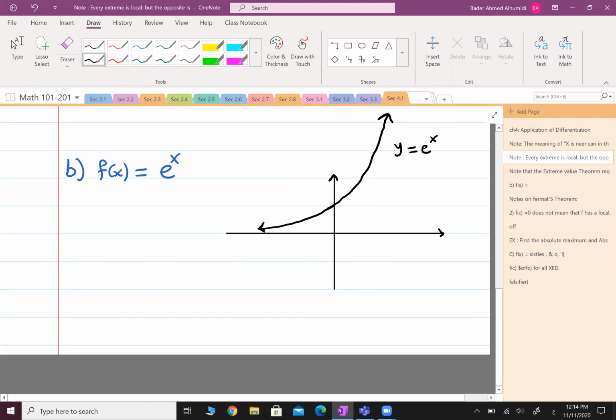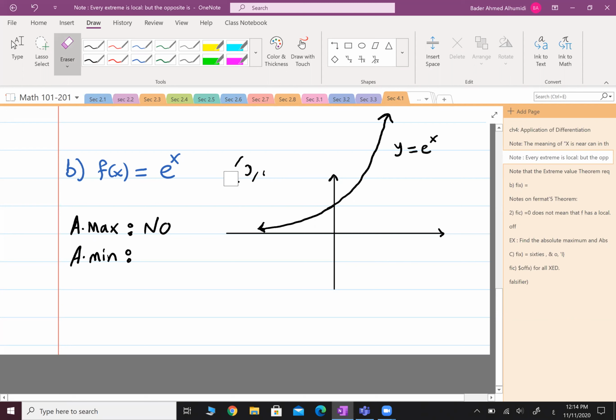Very good. Now the question: do we have an absolute maximum or absolute minimum? Absolute maximum, do we have any? No. Okay, absolute minimum? No also. What about the number 0? Isn't it a minimum value for this? No, it's approaching 0. There is no 0. Excellent, because 0 is not included in the range. The range is 0 to infinity, correct? So it's greater than 0.